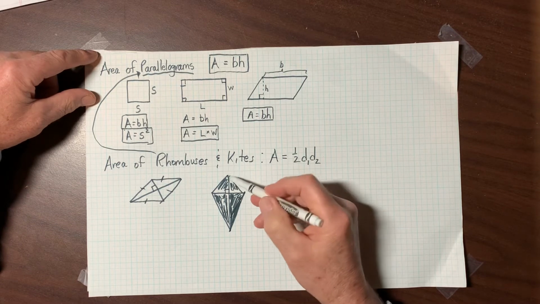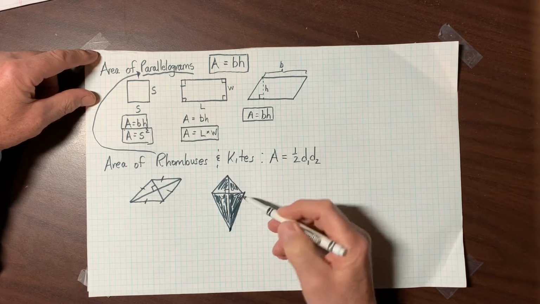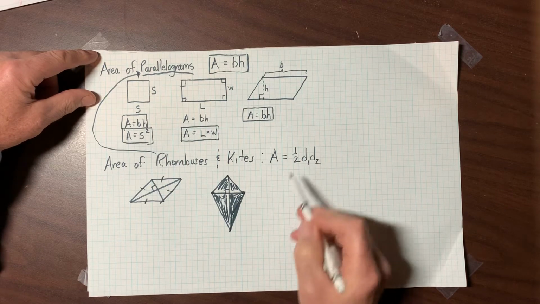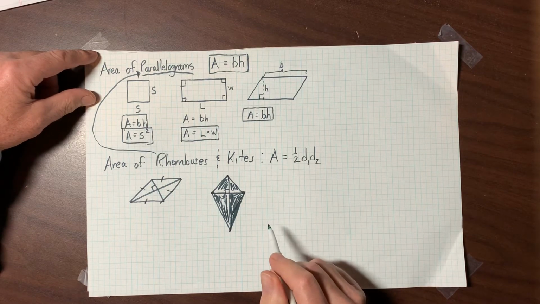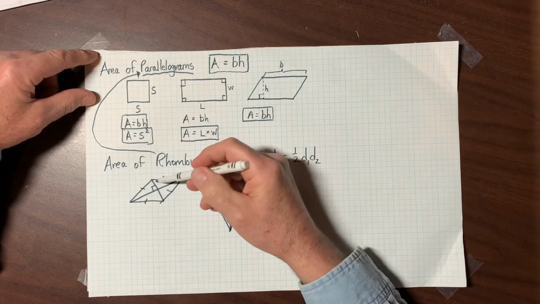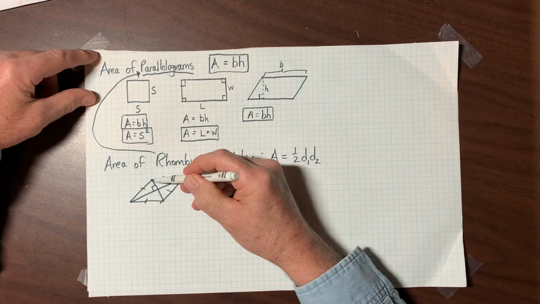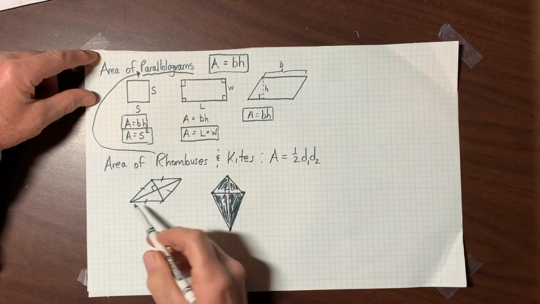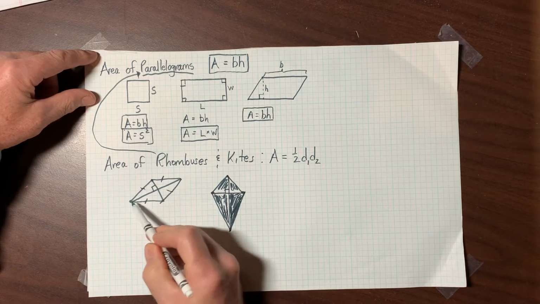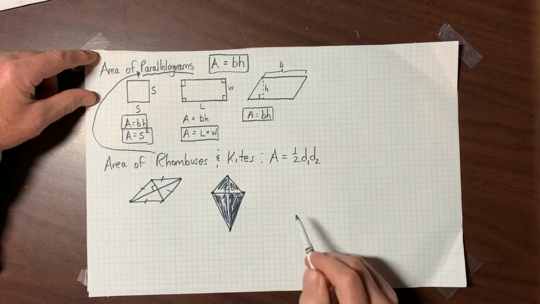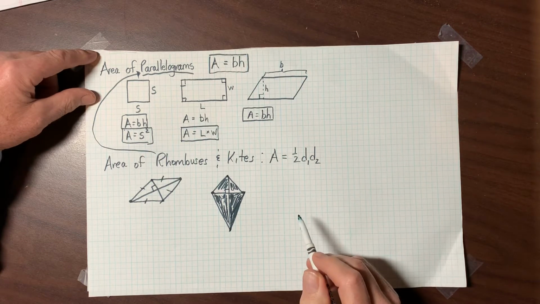You know, how far is it from here to here? How far is it from here to here? Multiply those together and take half, and we were home. And that gave us our area. Same story with the rhombus. This length from this point to the diagonal corner multiplied by this length from this point to this point, and then take half, and that'll give you the area.